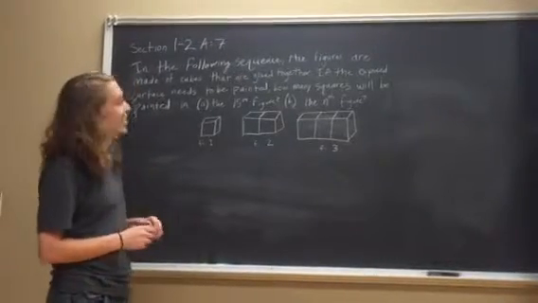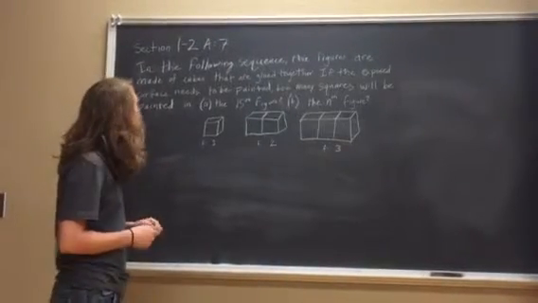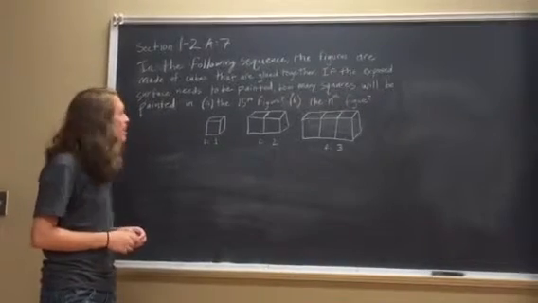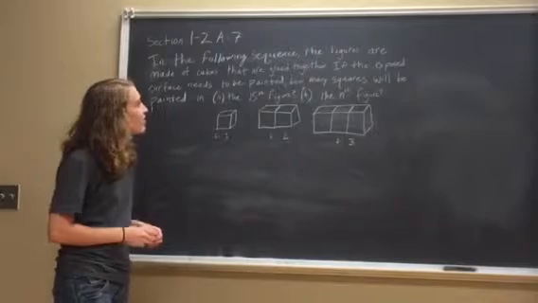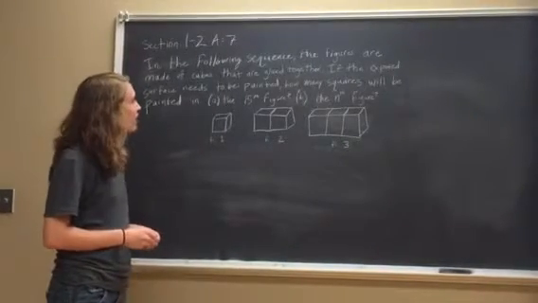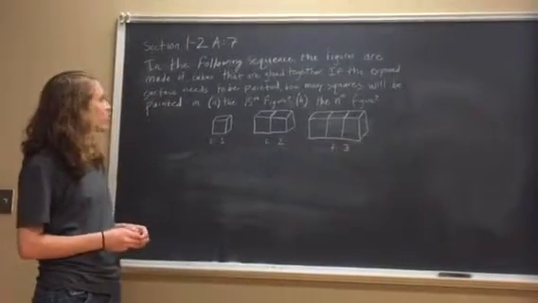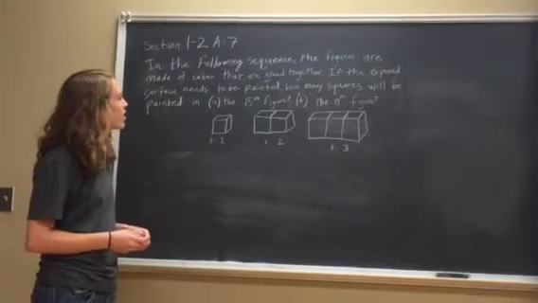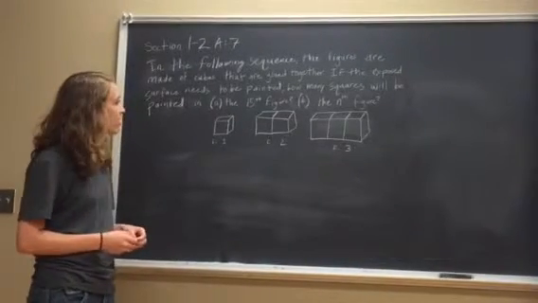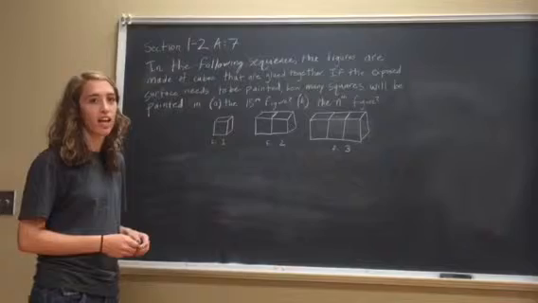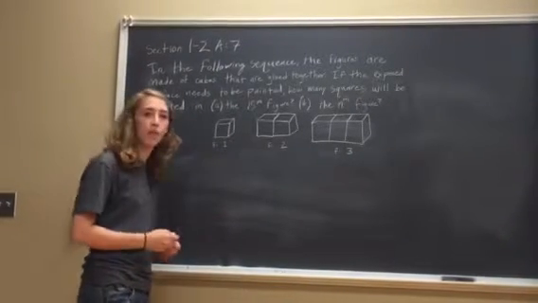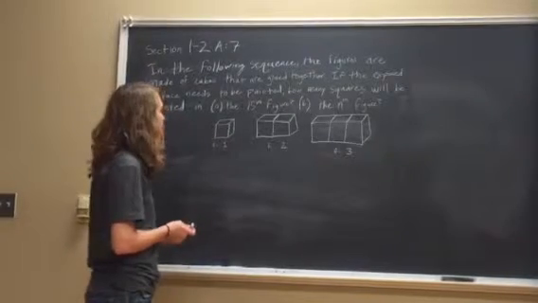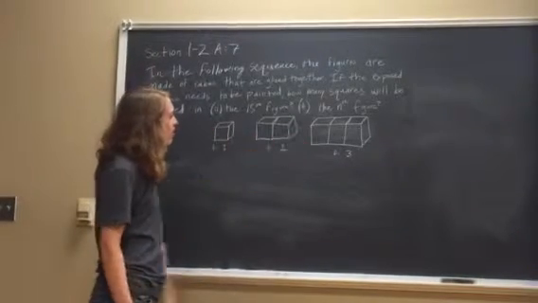Okay, tonight we're going to work on problem 7 from section 1-2A. I'm just going to read it out first. In the following sequence, the figures are made of cubes that are glued together. If the exposed surface needs to be painted, how many squares will be painted in A, the 15th figure, and B, the nth figure? So where we want to start is just figuring out how many exposed squares there are in each of these figures.